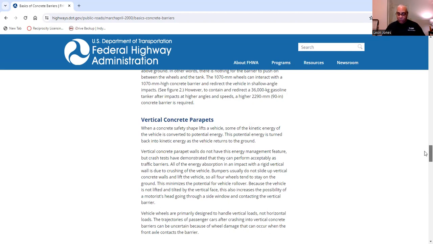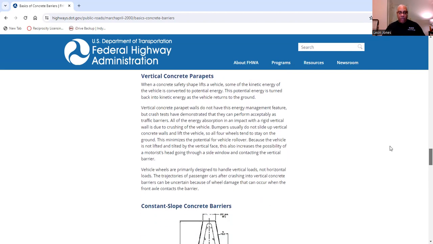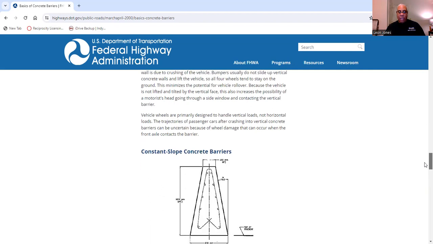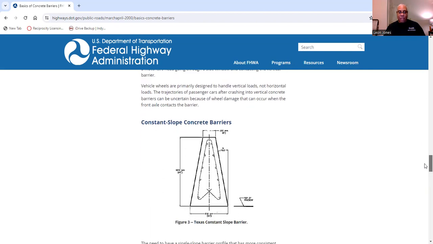Now, when it comes to wheels, vehicle wheels are primarily designed to handle vertical loads, not horizontal loads. So the trajectories of passenger cars after crashing into vertical concrete barriers can be uncertain because of the wheel damage that can occur when a front axle contacts the barrier. And here's what the constant slope concrete barrier looks like.